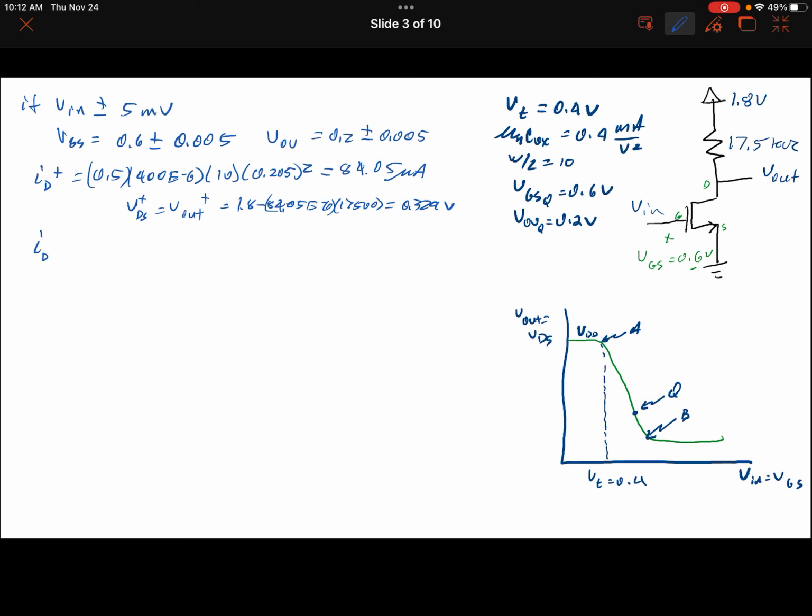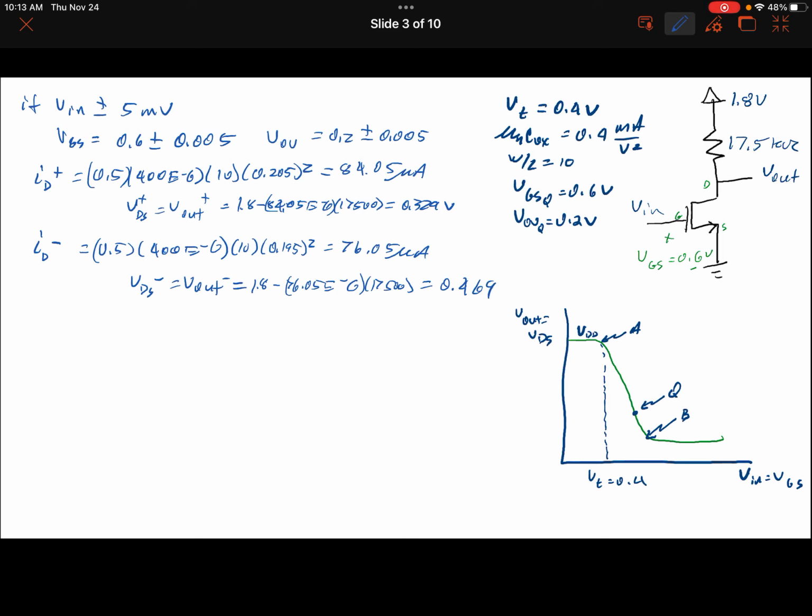And then on the minus side, ID minus would be 0.5 times 400 e to the minus 6 times 10 times, so 0.2 minus 5 millivolts gets us to 0.195 squared, and that gets us 76.05 microamps. What we don't really know is that, well, we can see exactly what happens. So VDS minus is equal to V out minus, and that would be 1.8 minus 76.05 e to the minus 6 times 17,500, and that gets us 0.469.